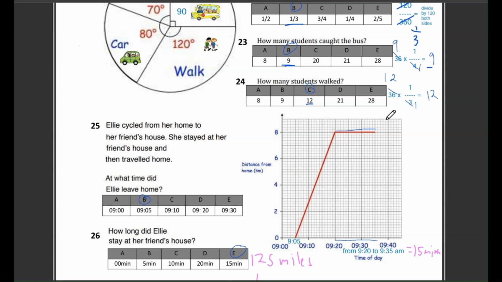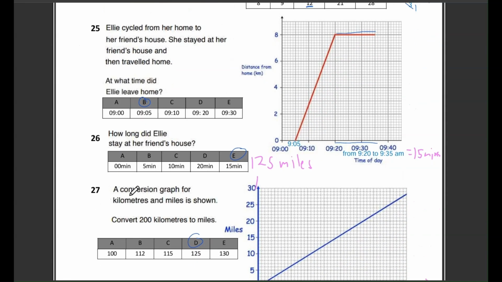Question 25. Now we're moving on to line graphs. Here, Ellie cycled from her home to her friend's house. At what time did Ellie leave home, according to the line graph? Our multiple choice answers are A, 09 o'clock, B, 9:05, C, 9:10, D, 9:20, and E, 9:30.